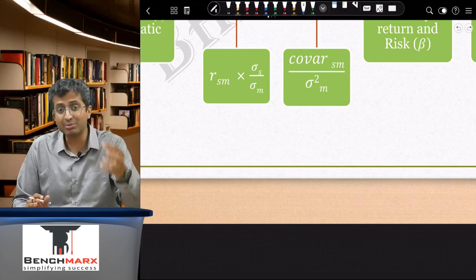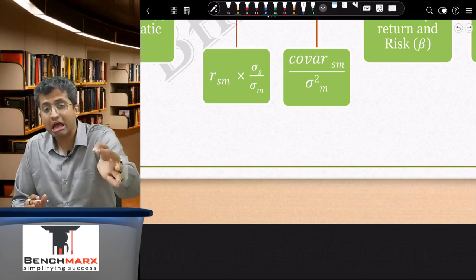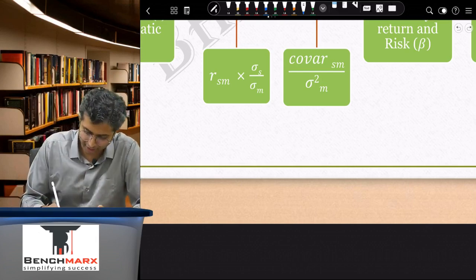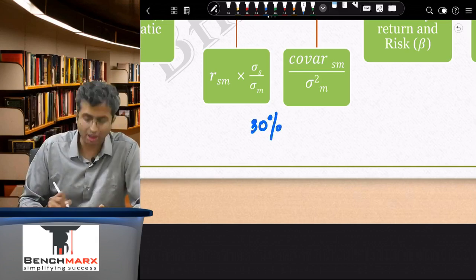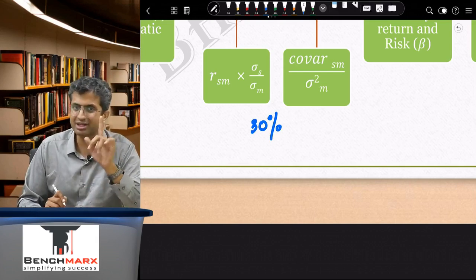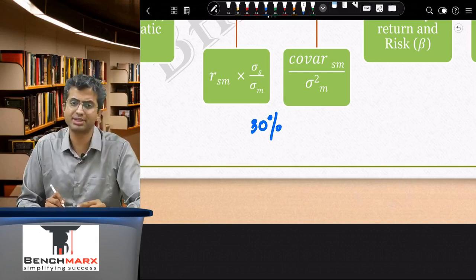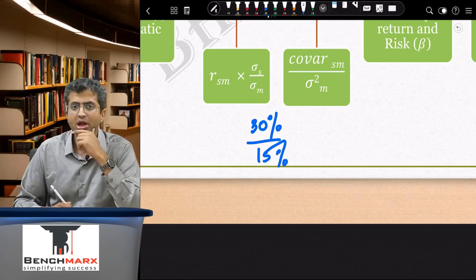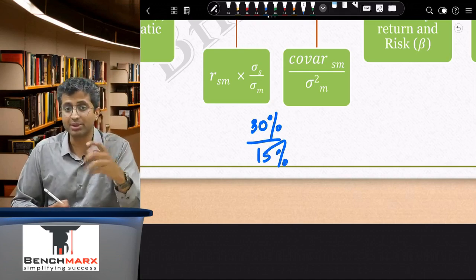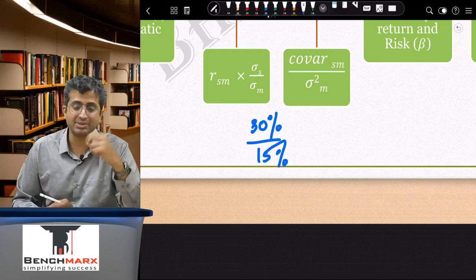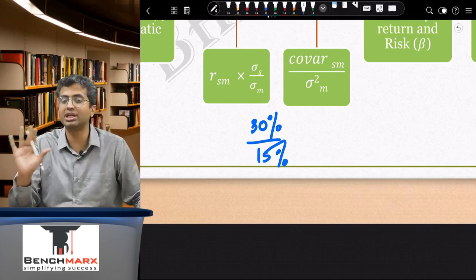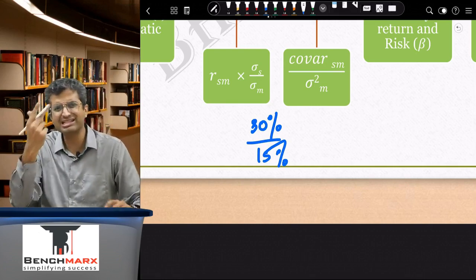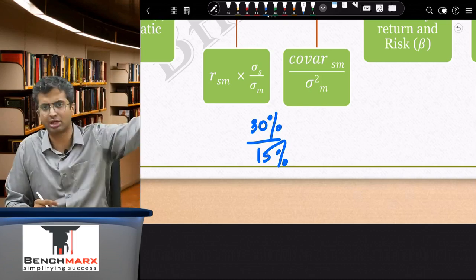When I say relative, it means it shows you the risk relative to that of the market. So for example, your security has a 30% standard deviation. The market is not risk-free. The market will also have a standard deviation. So how much is the standard deviation of the market? Well, the market standard deviation is 15% and hence your beta is 2 times. That is, you are 2 times as risky as the market. That does not mean that your risk is only 2. No, it is 2 times the market.